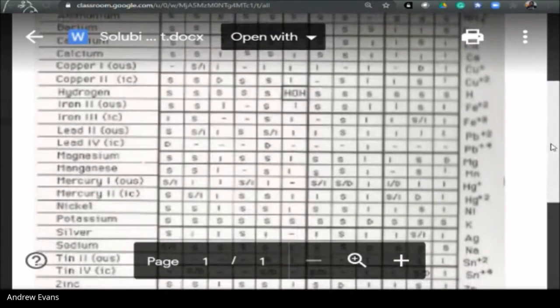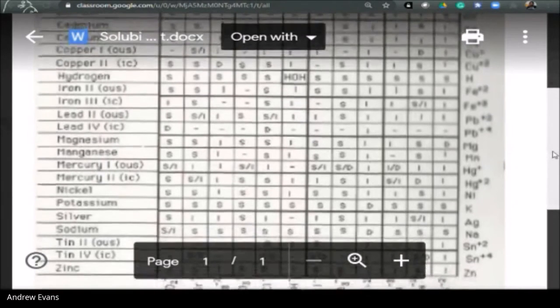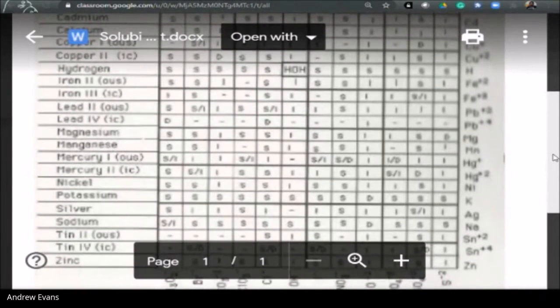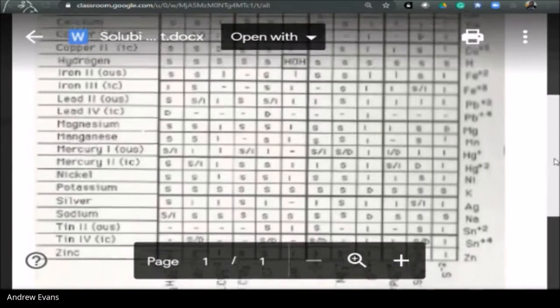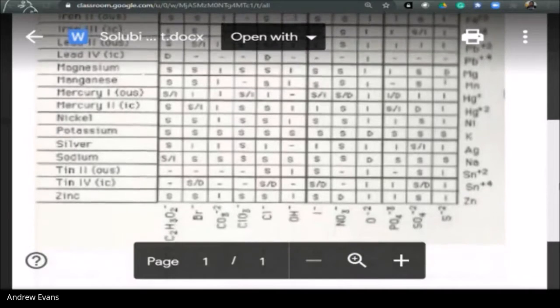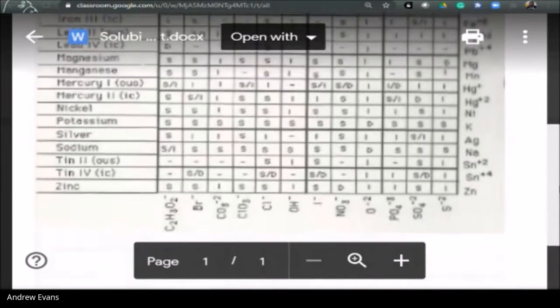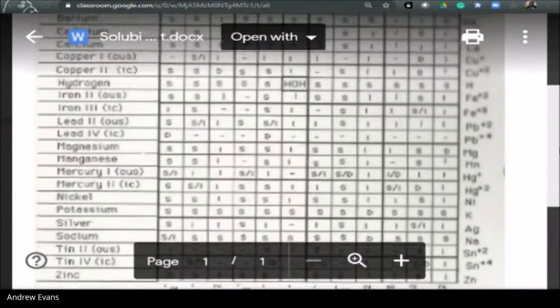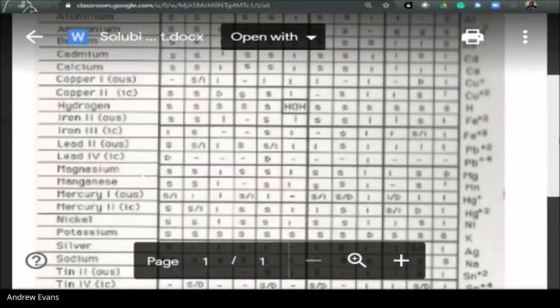So solid, that one, but that one's actually S/I. But on the rules, we just said insoluble. Mercury was another example of insoluble. Silver was another example of insoluble. So if I gave you 4 or 5 compounds, you could look on here and compare it.